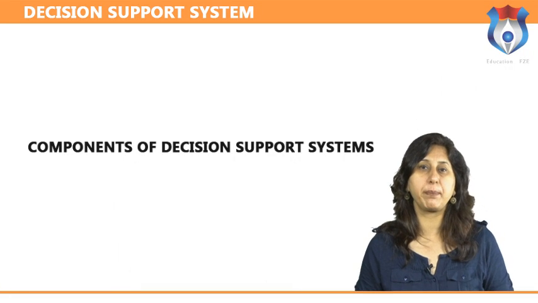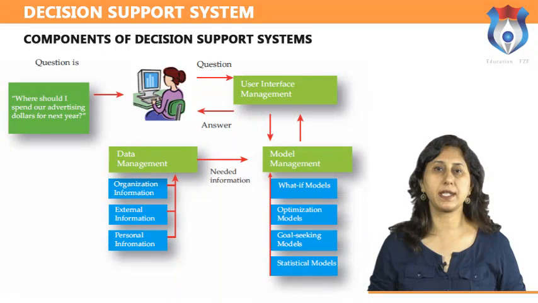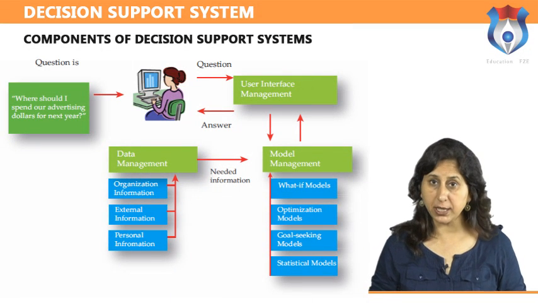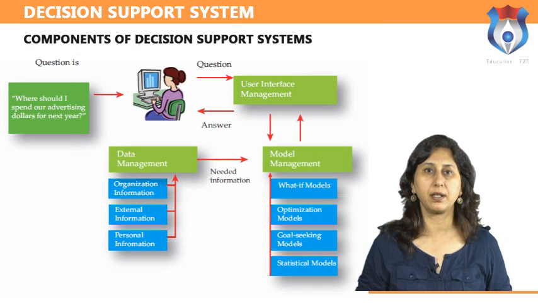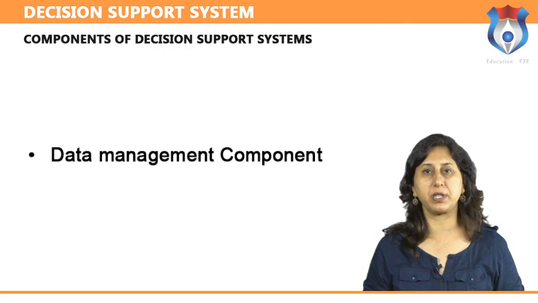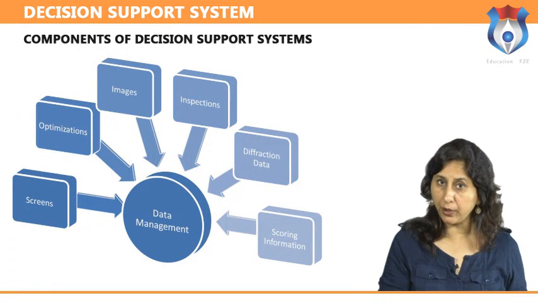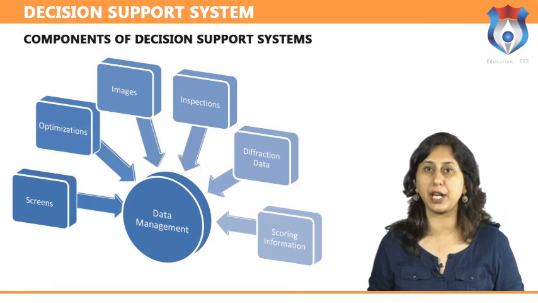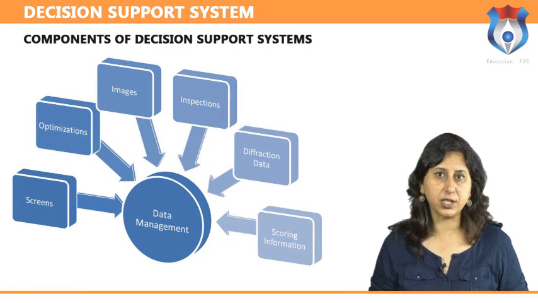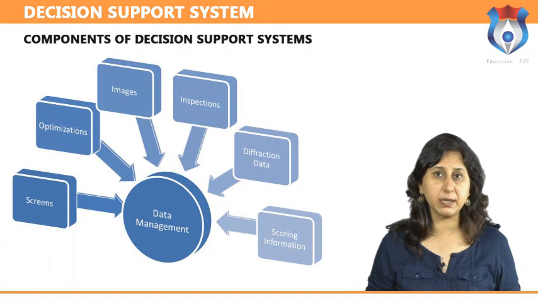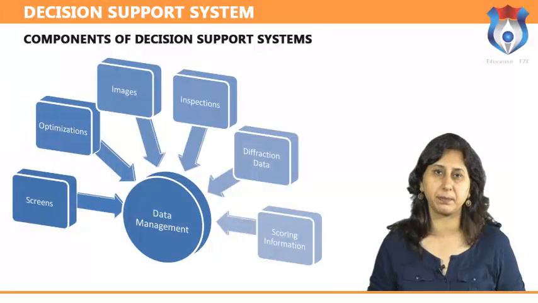Components of decision support systems. Typical decision support systems have 4 components: data management, model management, knowledge management, and user interface management. Data management component. The data management component performs the function of storing and maintaining the information that you want your decision support system to use. It consists of both the decision support system information and the decision support system database management system.